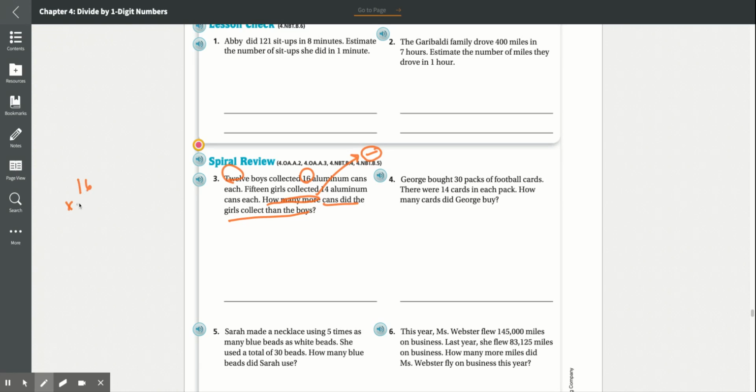So 16 times 12, which is equal to 2 times 6 is 12, carry the 1, 2 times 1 is 2, plus 1 is 3, add to 0, 1 times 6 is 6, 1 times 1 is 1. Add that together, it's 2 plus 0 is 2, 6 plus 3 is 9, drop the 1, 192.